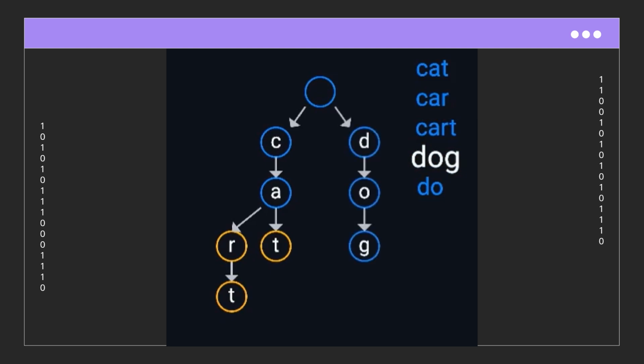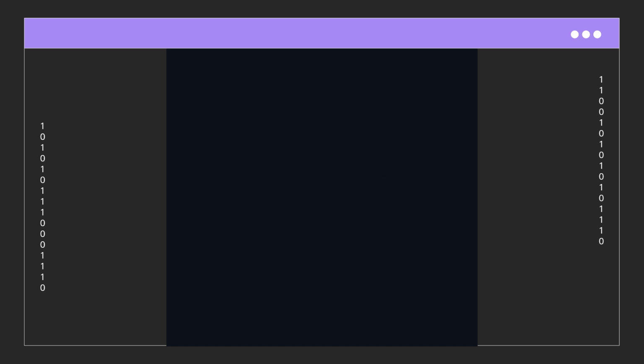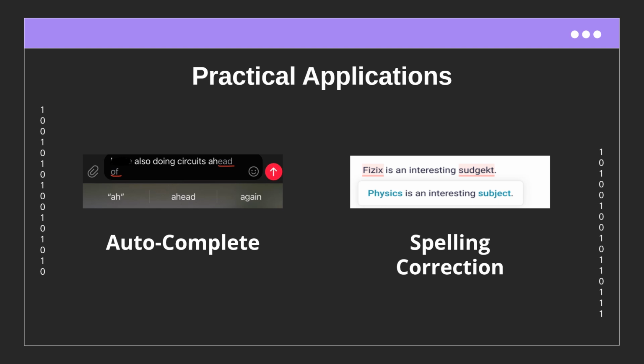For dog, from the root, we add nodes for D, O, and G, and mark G as the end. For do, we reuse D and O from dog, and mark O as the end. The real-life applications for a trie are autocomplete and spelling correction.